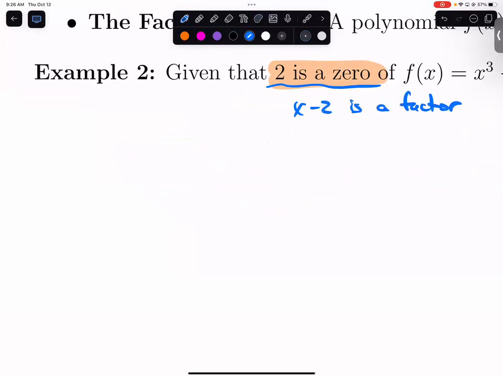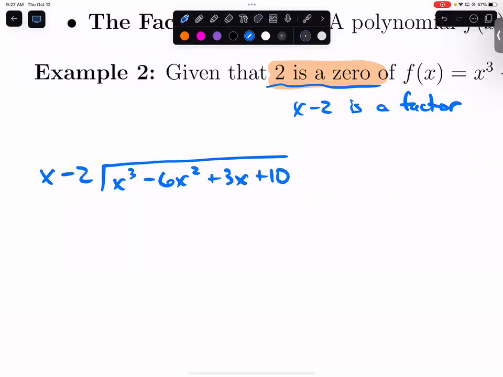You want to do long division or synthetic? Okay. We might have time to just do both. x cubed minus 6x squared plus 3x plus 10.